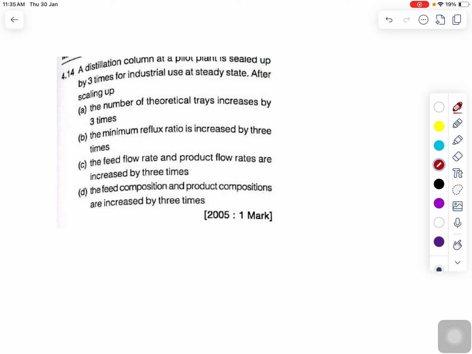So when we are scaling the distillation column, during the scale up, let's say here scale up is being done up to 3 times. So you will see that the number of theoretical trays increasing, that is wrong.